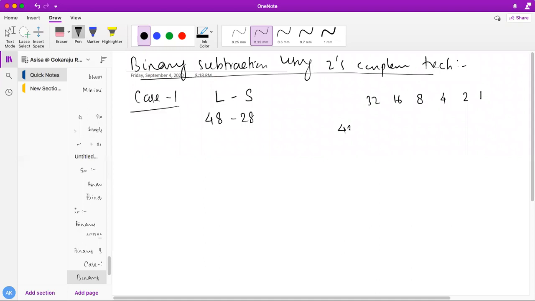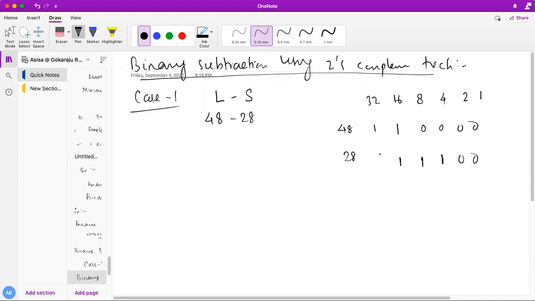Yes, obviously correct. So 48 is nothing else but 32 plus 16. Okay, 48, so these are all zeros. So this is how many bits? 6 bits. Similarly 28, for 28 we don't need 32. We can perform 16 plus 8 is 24, plus 4 is 28. Okay, do all of you understand?